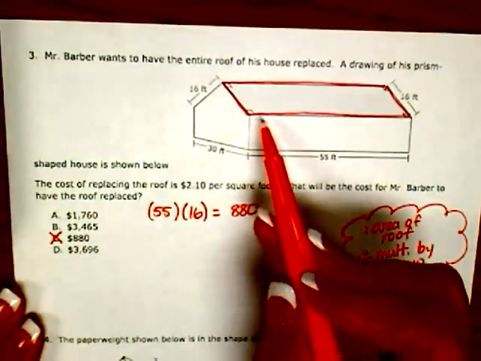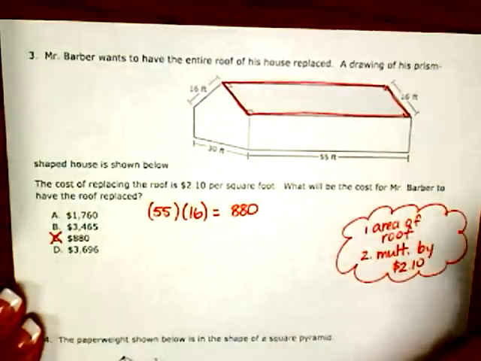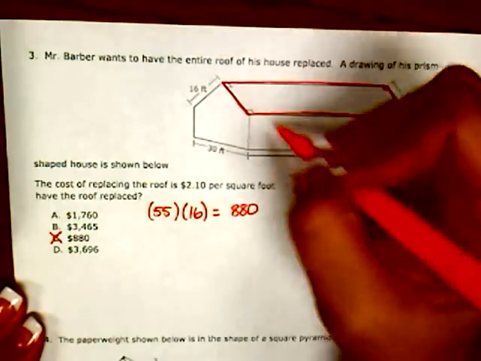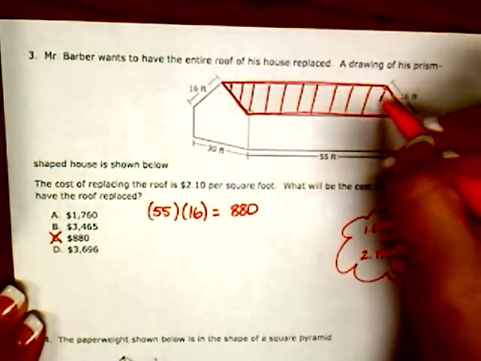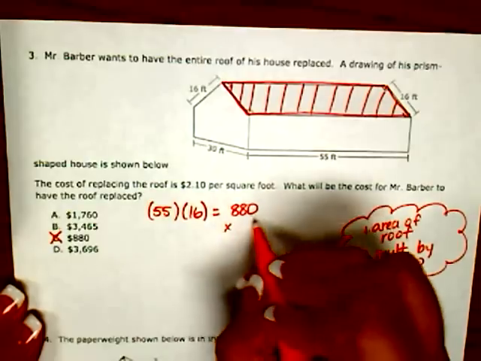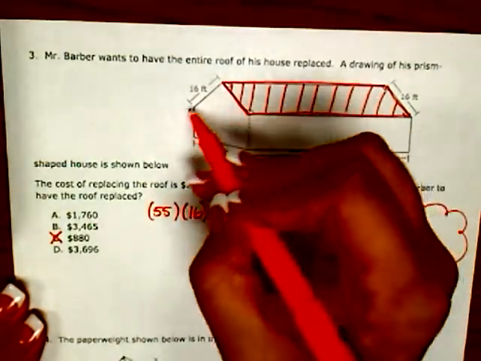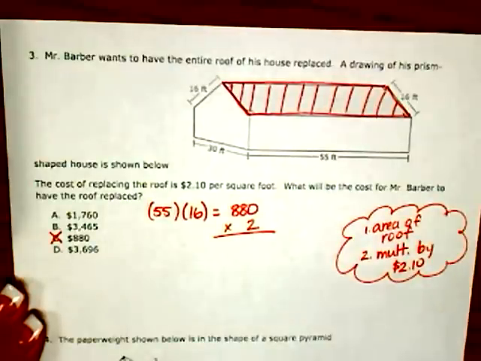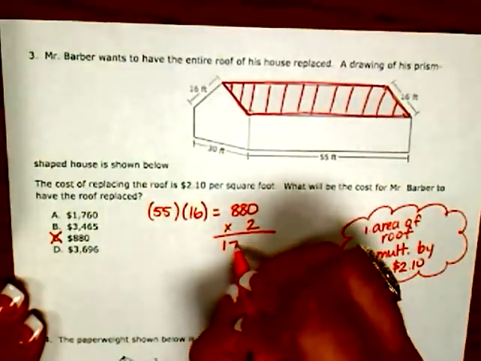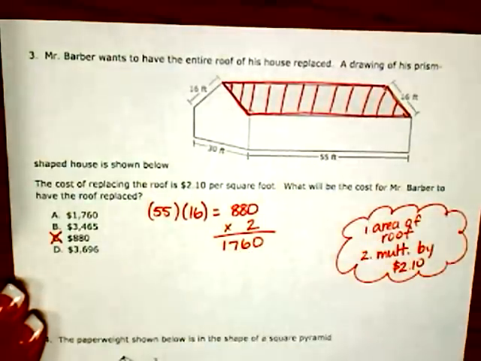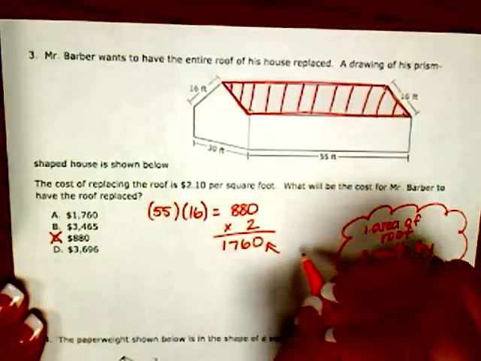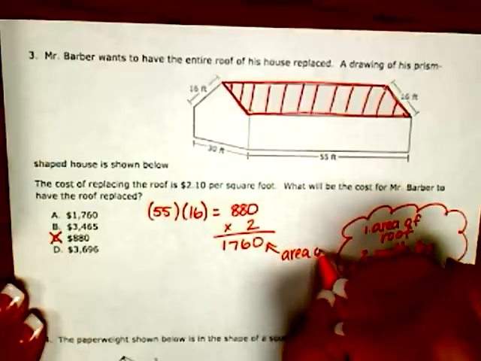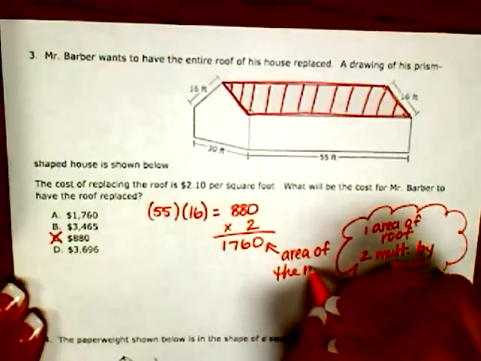Now, I have another side of this roof that I can't see. This 880 only represents this side of the roof here. And so I'm actually going to have to multiply this by 2 to get the opposite side, the one that we can't see. And that's going to give me 1,760. Once again, this just represents the area of the roof.